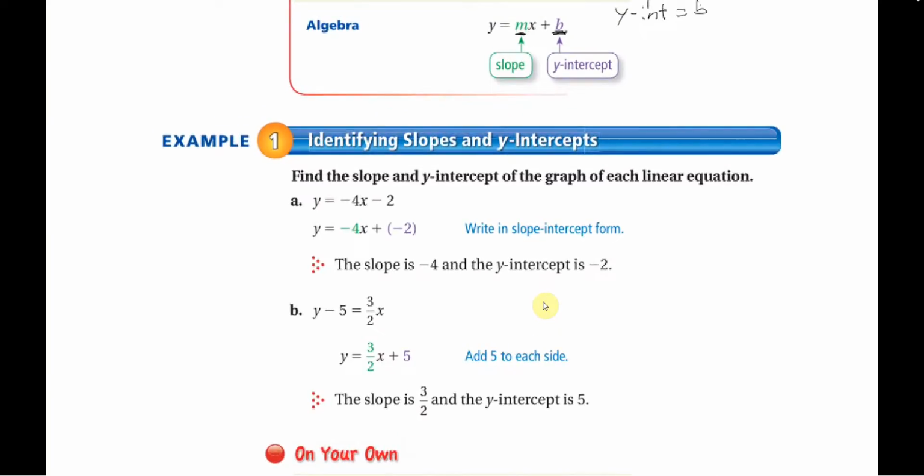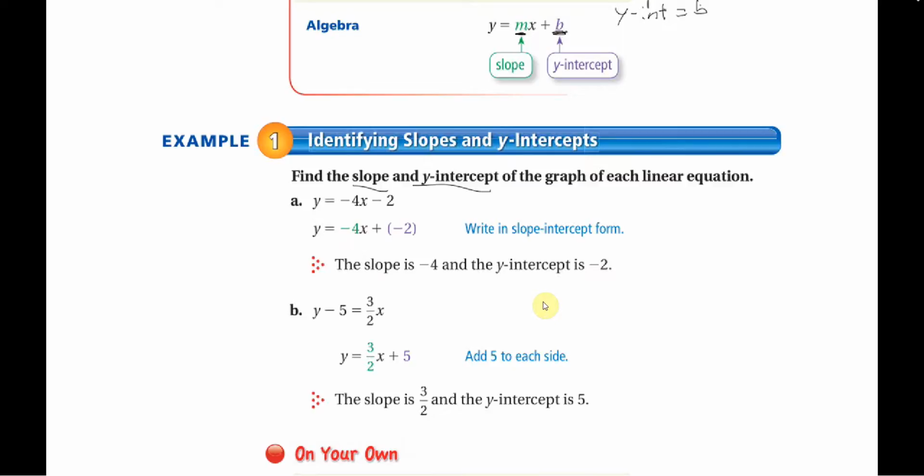The first part here is pretty easy. All they want us to do is find the slope and y-intercept of the graph of each linear equation. I don't know about you, but if I don't have to graph something, then I don't want to graph something. If I get to graph something, well then I'm overly excited to graph it. But here they say, no, you don't get to graph this. I'm sorry. They just want to find the slope and the y-intercept.